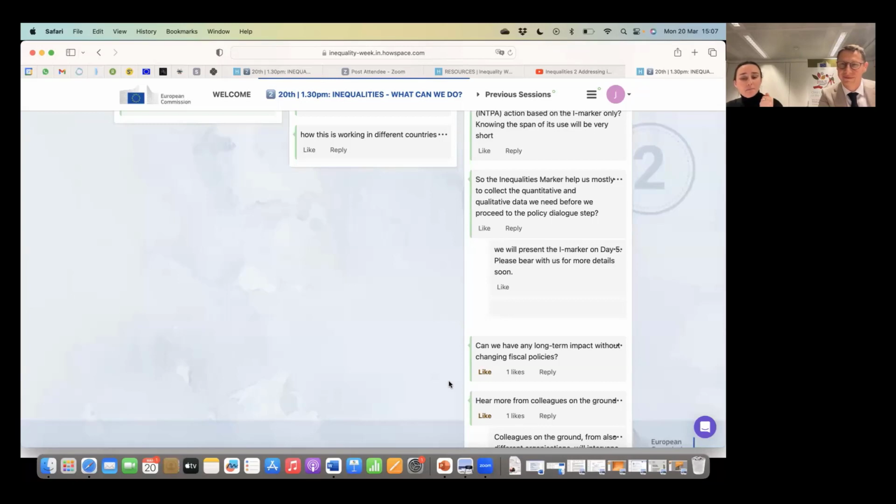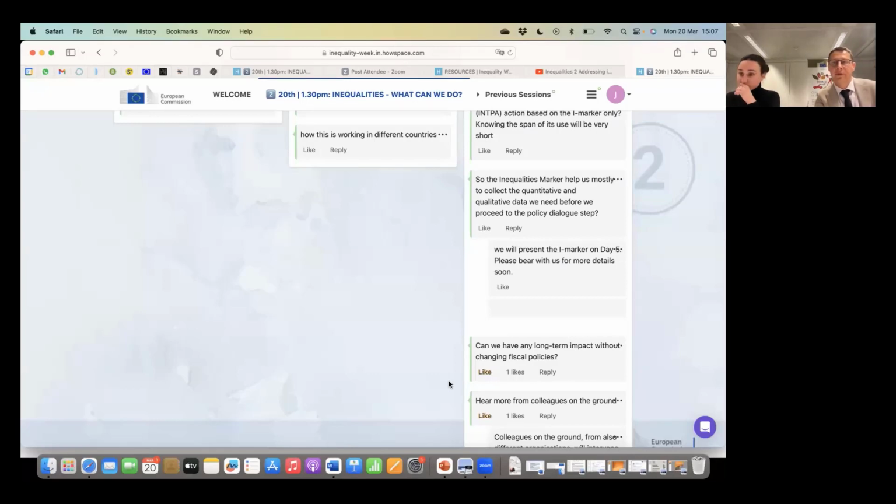And this tool will help you to better target the beneficiaries, at least to know where they are and who they are. And that could also help you, and should normally help you, to design less costly policies that will be able to reach the most vulnerable, taking into account their specificities.